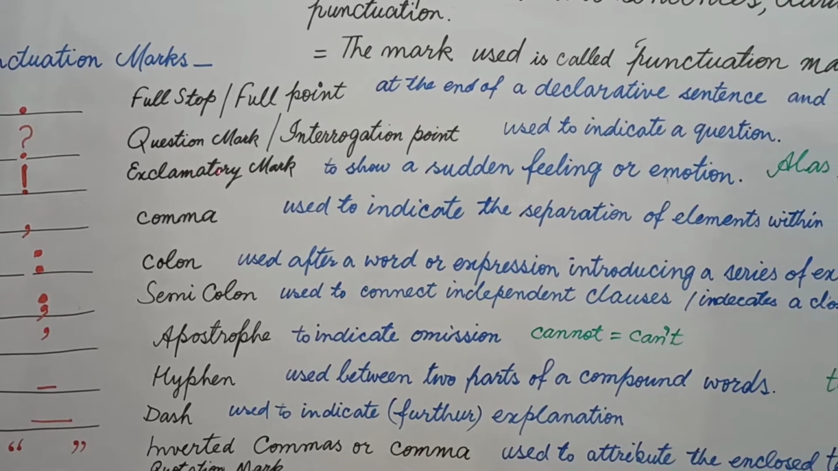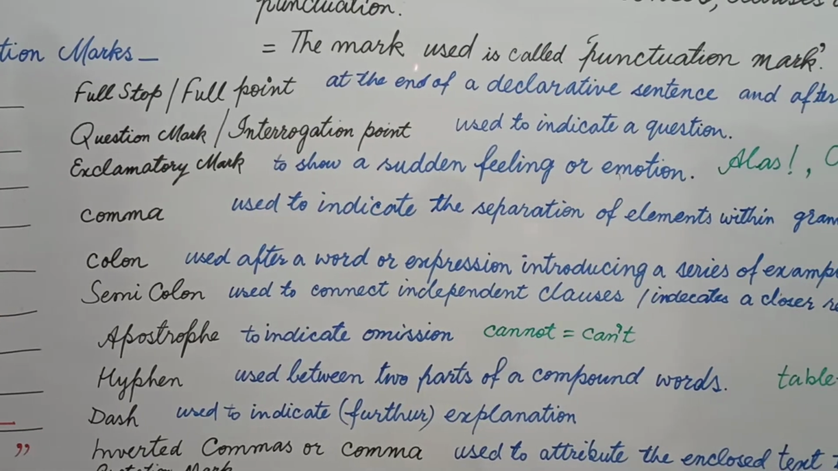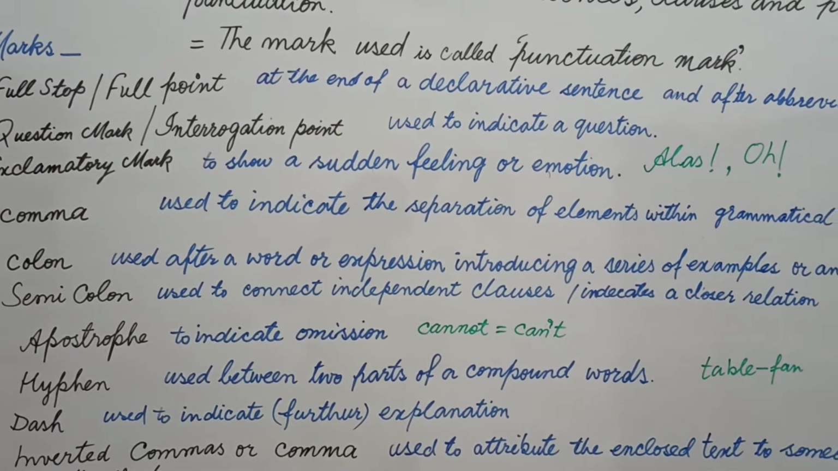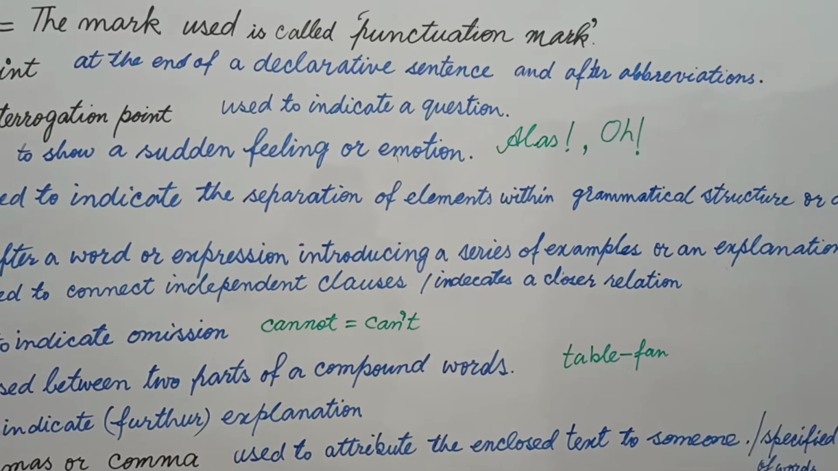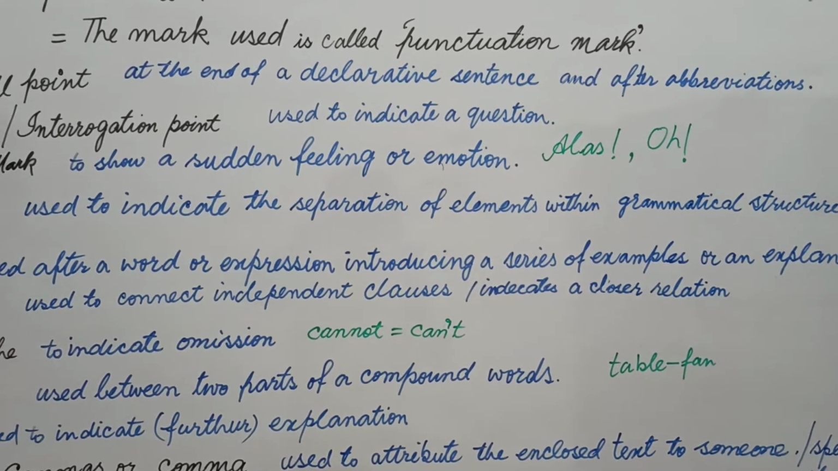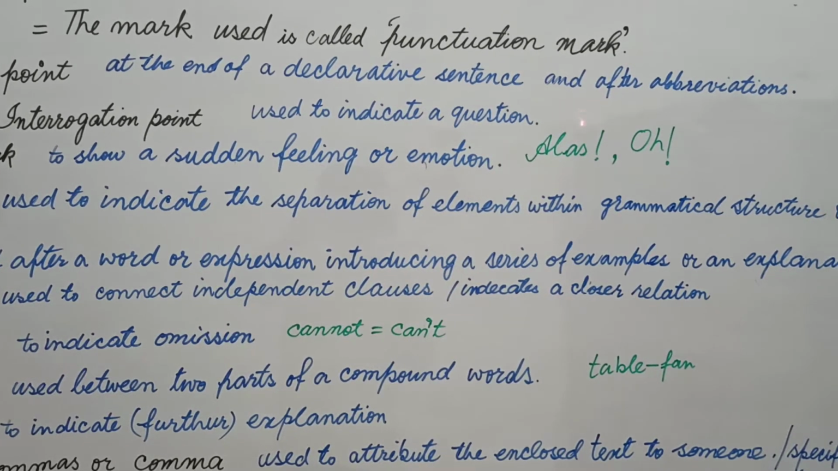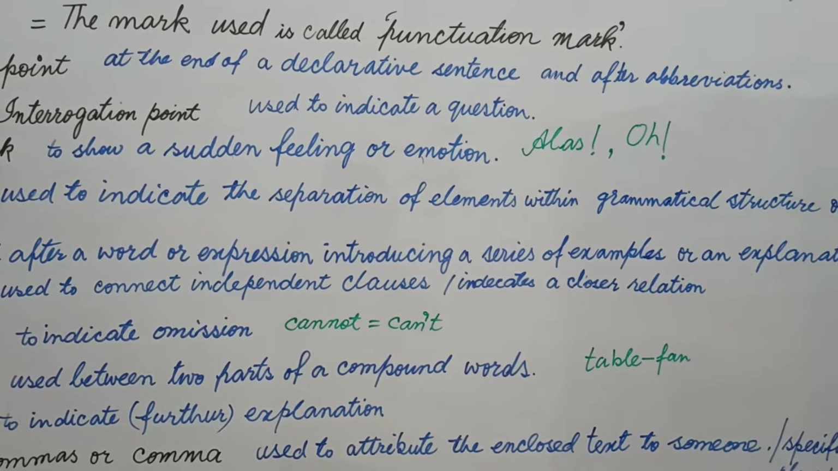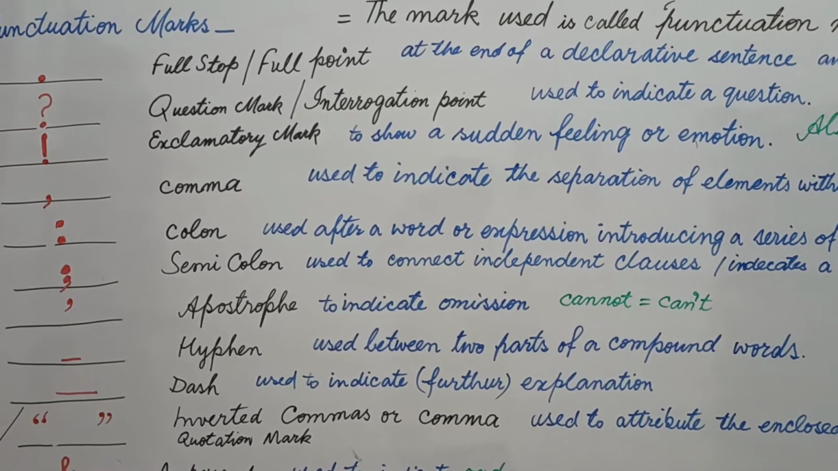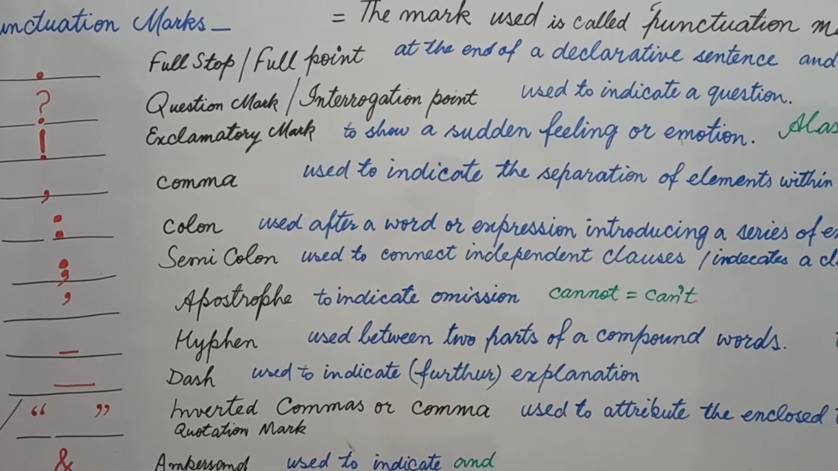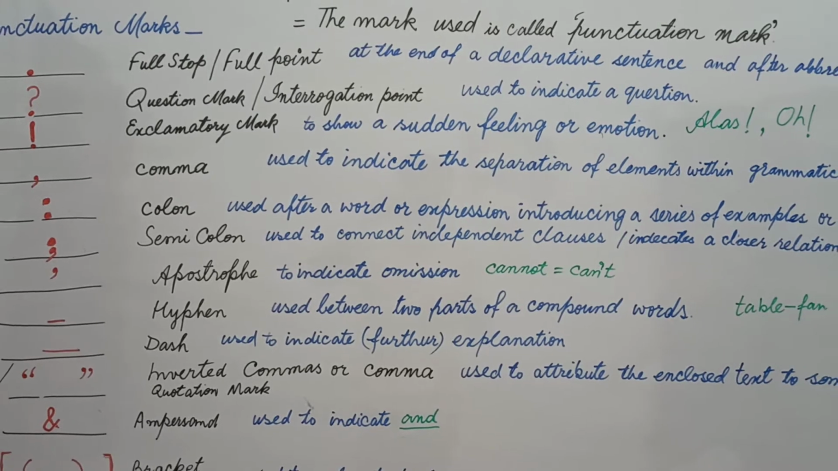Students, next is the exclamatory mark. The exclamatory mark is a mark of exclamation, and we use this mark when we show sudden feeling or emotion. Sudden feeling or emotion means when you don't plan to say something, but suddenly you say oh, ah, alas, bravo, wow, well done. Such exclamations are used with these exclamatory marks. There is a bar and you have a full stop below it. Now students, in the next lecture we will come to you with lots of examples, and you will come to know in detail.